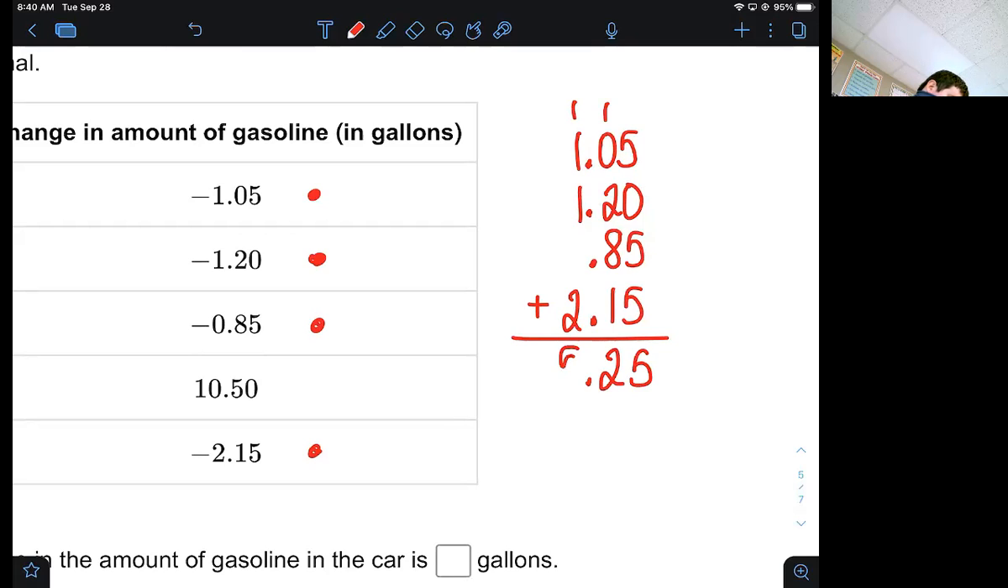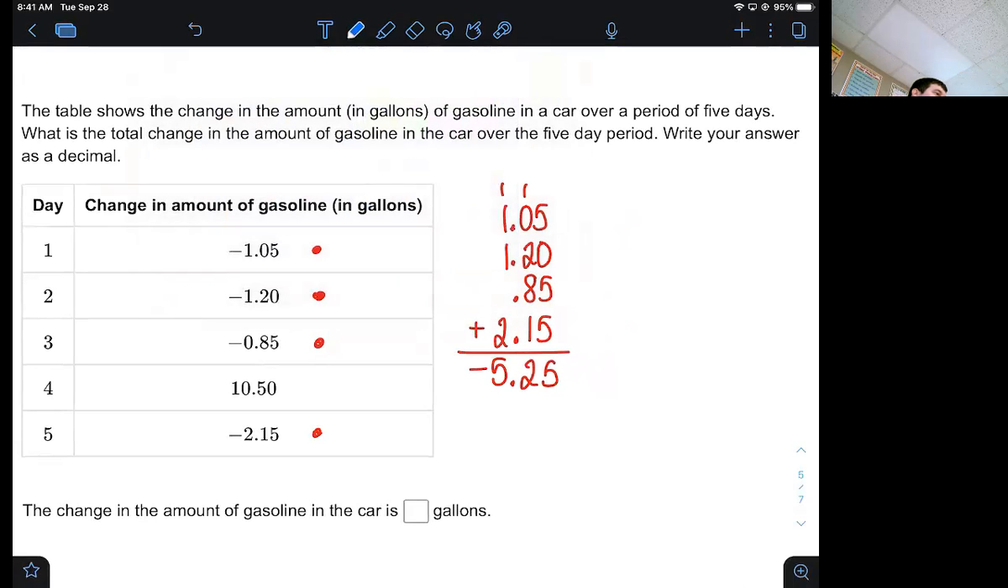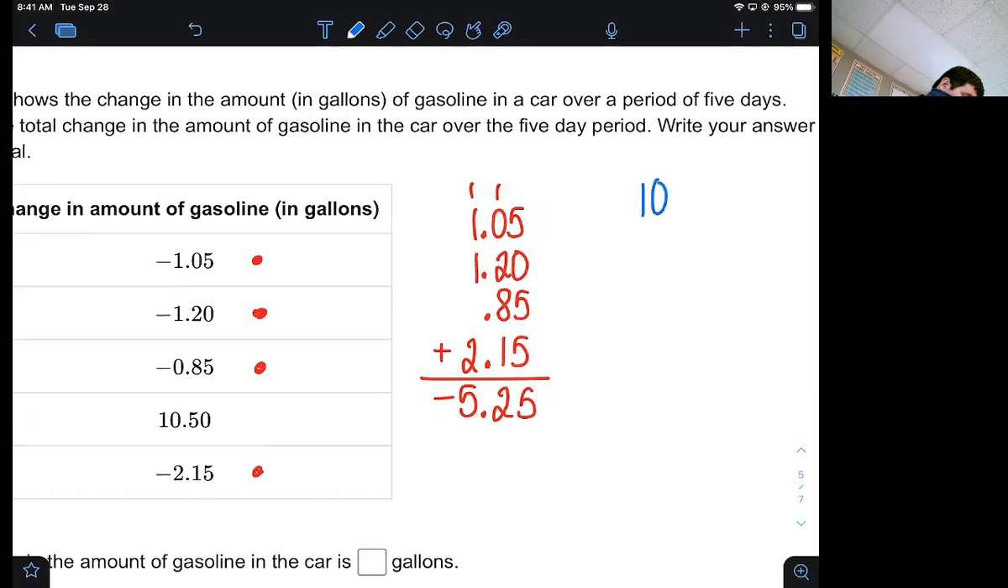Okay. And because I'm joining forces with a bunch of negative numbers, it's going to be still negative. So that's still negative because it represents all the gas that I used. It's not there anymore. Now, on day 4, I put in 10.5 gallons. If I know I used 5.25 gallons, what should I do with these 2 numbers to figure out what my overall change is? Subtract them. Take 10.5 or 10.50, subtract away the 5.25.